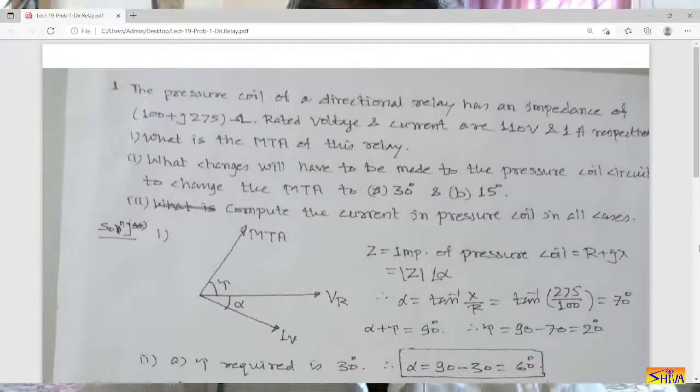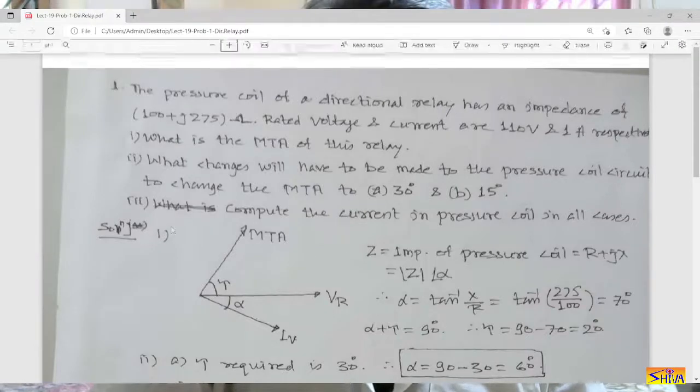So, good morning, friends. In my last lecture, I had explained the phasor diagram of directional element. Now, let us solve a numerical based on the phasor diagram of directional element.